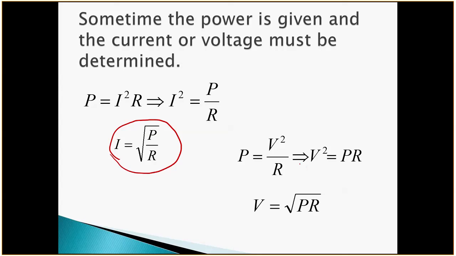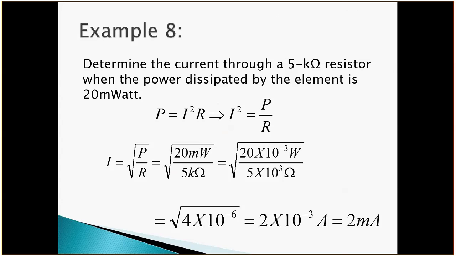I know that V squared over R is equal to power, so V squared is equal to PR. And therefore V is equal to the square root of PR. So I can solve for every aspect now in power and in Ohm's law given two quantities. I can do the work. I can make the solution.